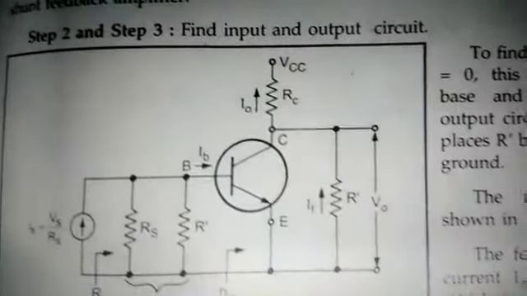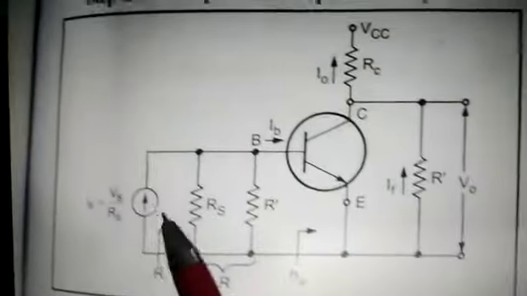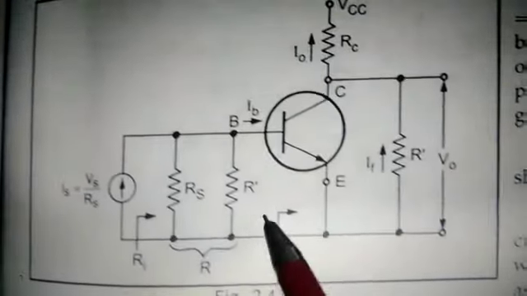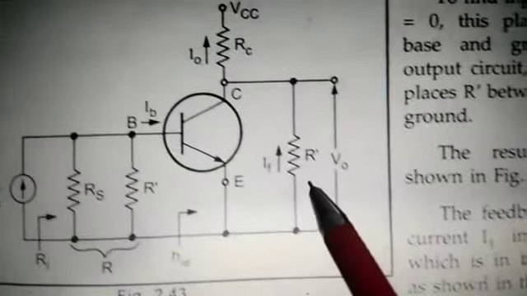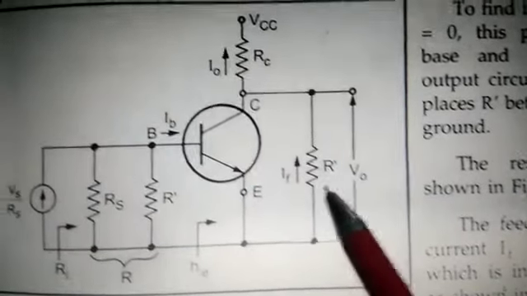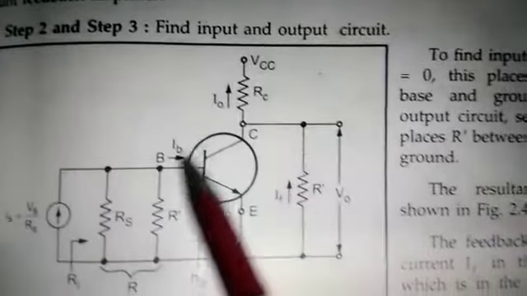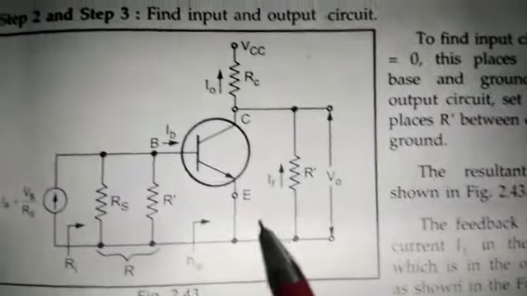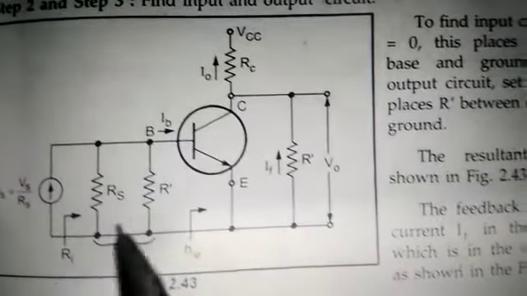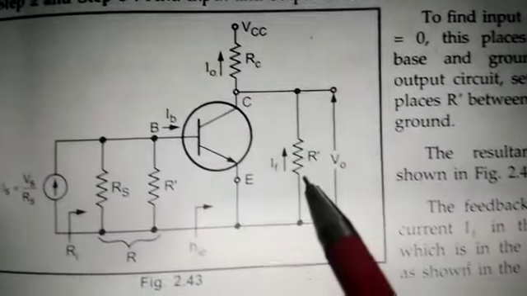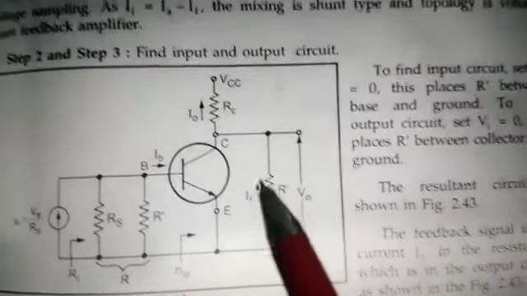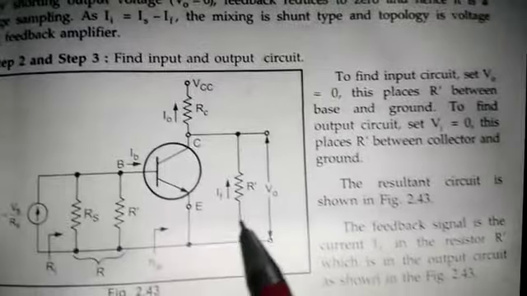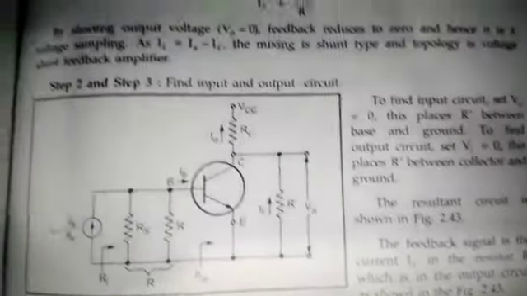This circuit you can find here. This is the Norton equivalent current source, this resistance Rs, and this is R dash, and this is R dash at the output side. So this circuit is the input and output circuit, and the whole circuit is the equivalent circuit. We have found the input circuit, and we have got the output circuit by this identification or calculation of the input and output circuit.